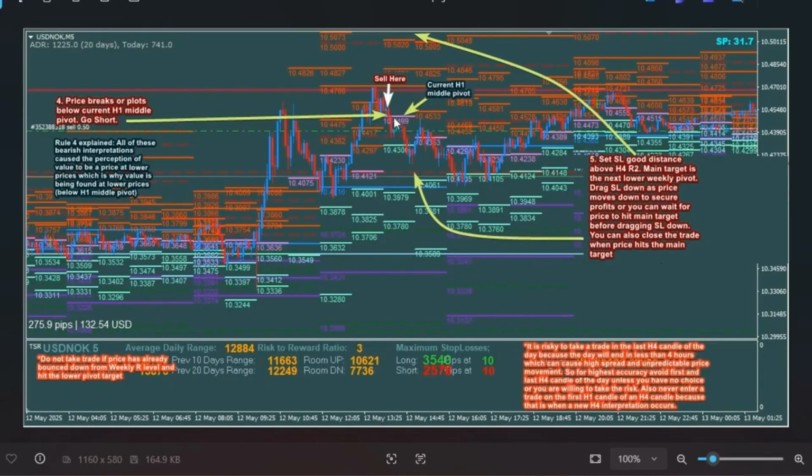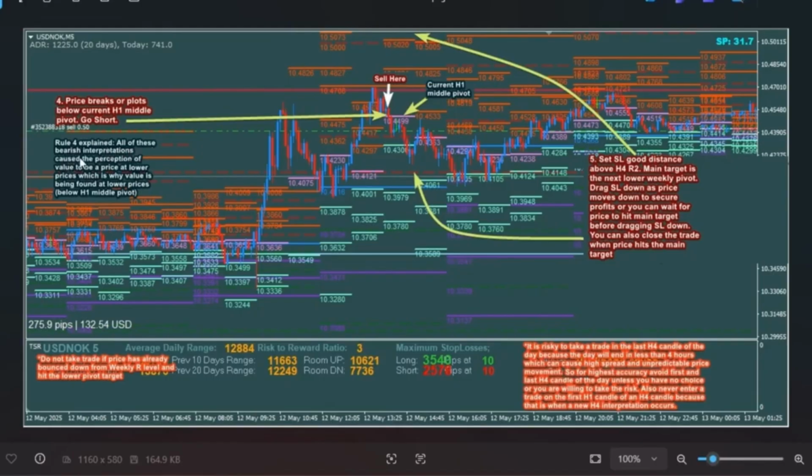Now, again, bear in mind that the H1 middle pivot is the average of the previous period's high, low, and close prices. So if the H1 middle pivot is the average price, then prices above the average price are considered above average prices or higher prices, and prices below the average price are considered below average prices or lower prices, okay? So bear that in mind.